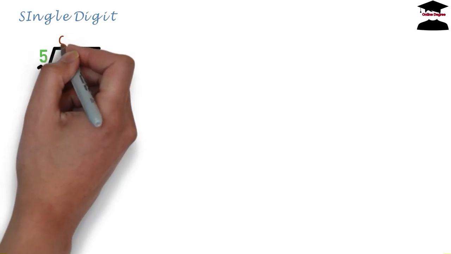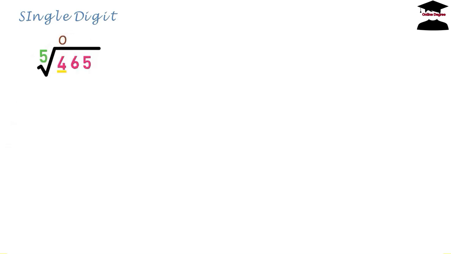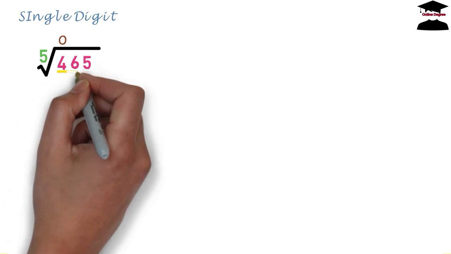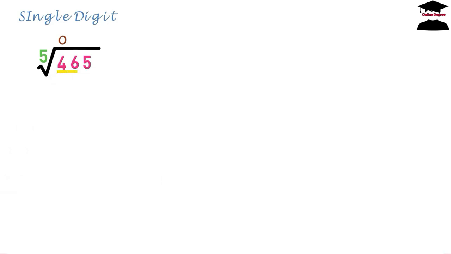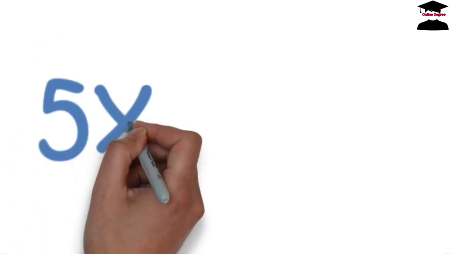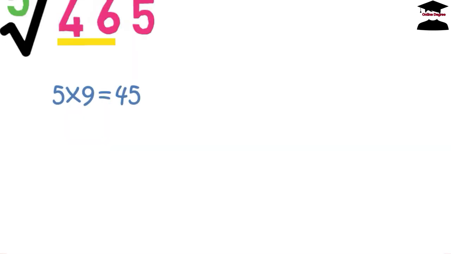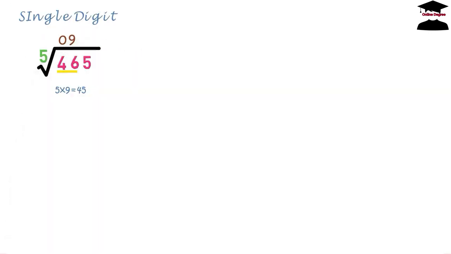Then I'm going to check my first digit, 4, which is smaller than 5. Since our first number is smaller than our divisor, we are going to add 0 on the top. Now we can take the help of the second number, 6. So I'm going to take 4 and 6 combined, which will make 46. Next step, you need to find in the 5 times table the number equal or lower than 46, which we know is 5 times 9 is 45. Hence, my first quotient value is going to be number 9.